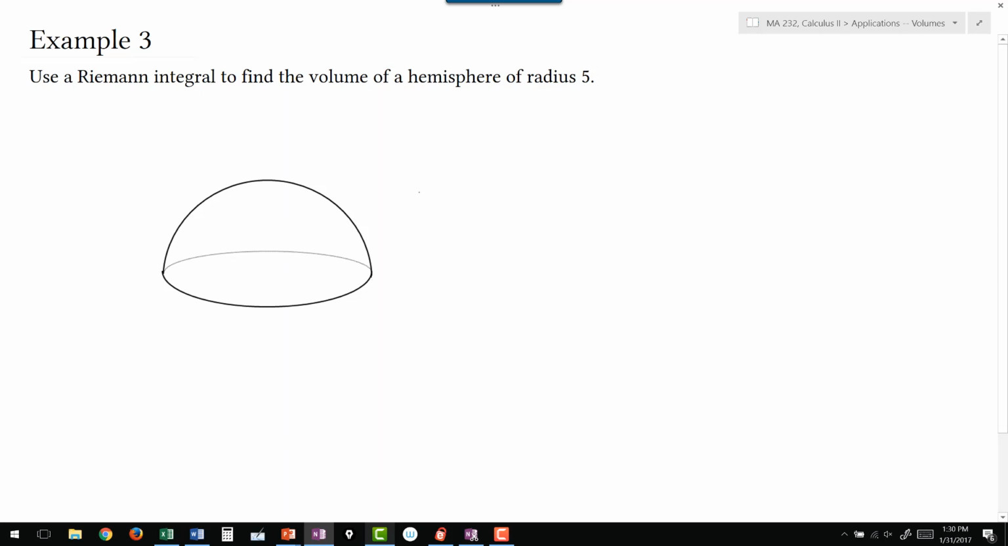Our final example of using integrals to calculate some familiar volumes has to do with the volume of a hemisphere. Now we know how to find the volume of spheres. That's 4/3 pi r cubed. So the volume of a hemisphere would be 1/2 of that.